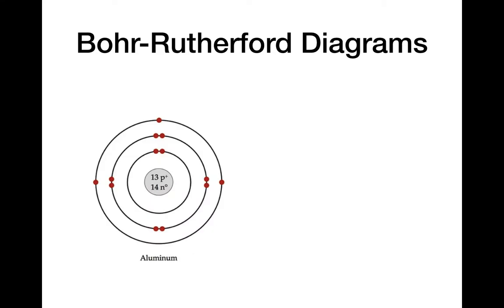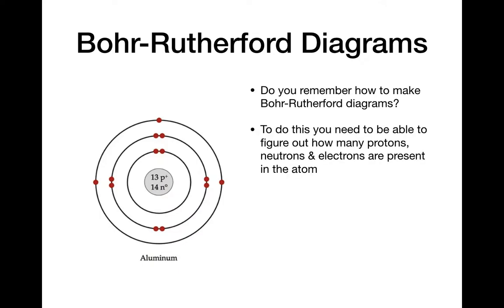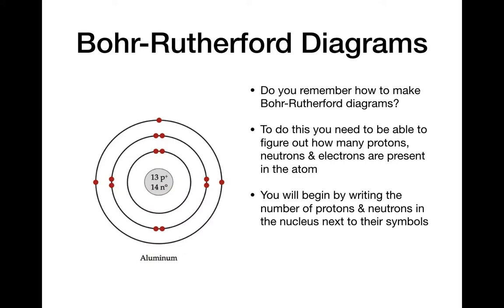Okay, next thing to remember are Bohr diagrams. So do you remember how to make these? You're going to have to draw them in this unit, and next lesson you're going to have to draw them. So if you don't remember, I'm going to go through it now, but maybe do some more practice in your notes from the previous unit. So to do this, you have to have the number of protons, neutrons, and electrons. To figure that out first, use the atomic number and the mass number. I will have to give you the mass number to do that.